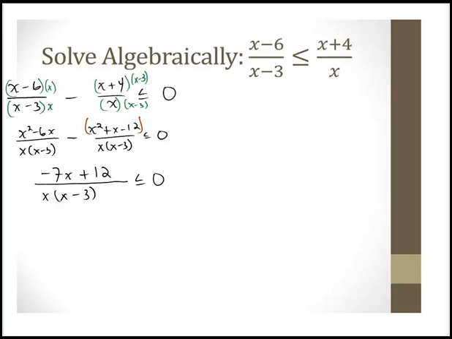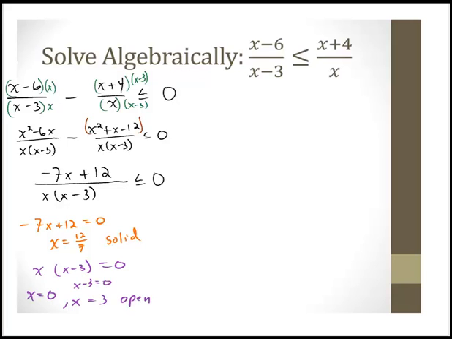Setting the numerator to 0. Negative 7x plus 12 equals 0. Subtracting 12, dividing by negative 7, x equals 12 over 7. And since this is an or equal to inequality, this will be a solid point. Setting the denominator to 0. X times x minus 3 equals 0. This implies that x equals 0, or x minus 3 equals 0, which implies that x equals 3. And these would be open points, since they're critical values of the denominator.